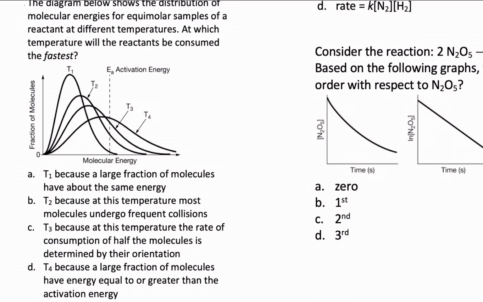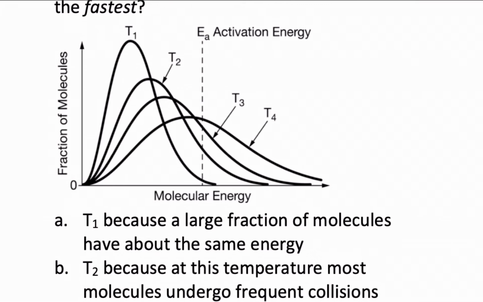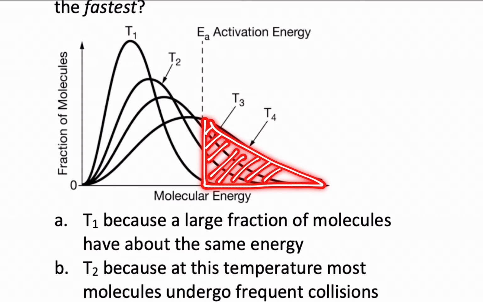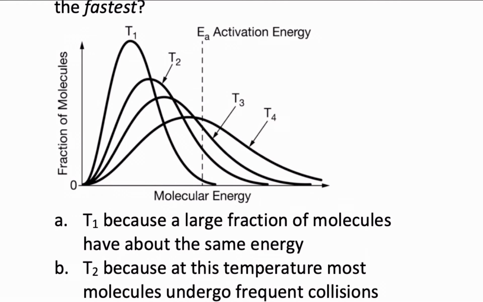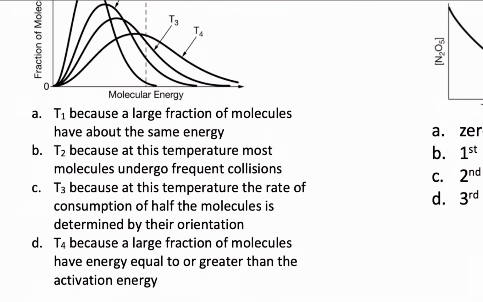Well, I just need to find the highest temperature, and that's going to be the one that's the most spread out. But it's also because it has the greatest fraction of molecules that lie past that activation energy. So we're looking for T4. That's our hottest temperature, which really means I could just circle choice D and move on with my life, but I'll make sure the wording is correct.